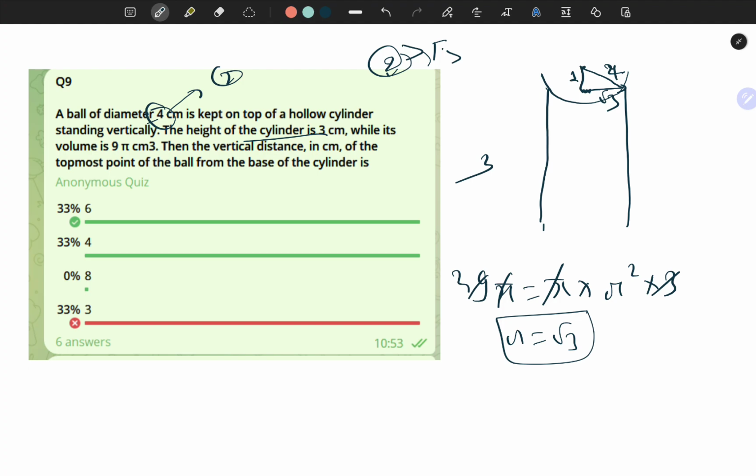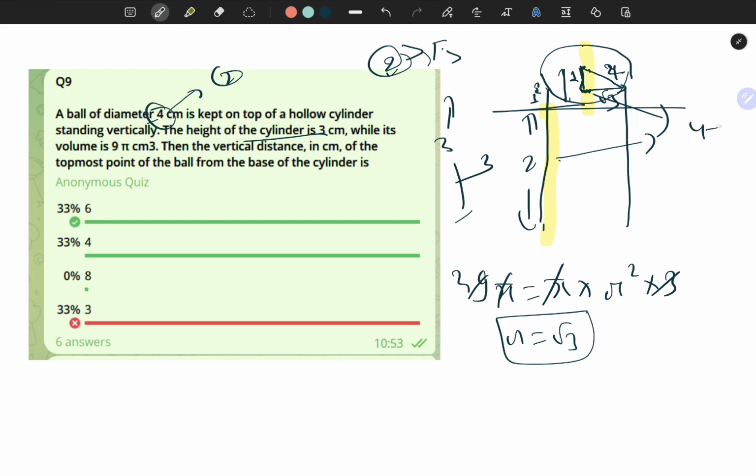Okay. Now the question is the vertical distance of the topmost point of the ball from the base. Okay. So ball is completed like this. This is 1 and this complete distance is 2. Which means that this much is 1 as well. And the total height is 3. 1 is removed, so this is 2. So this much is 2 and this complete distance is 4. So this 4 plus this 2, 4 plus 2 makes 6 as the answer.